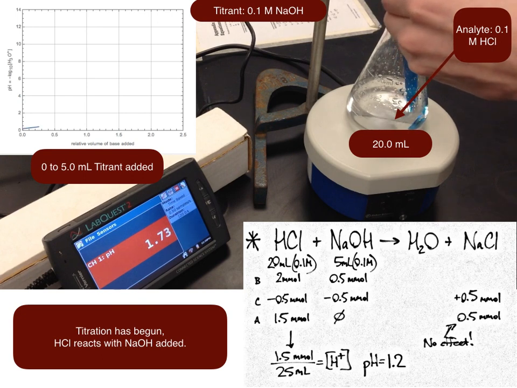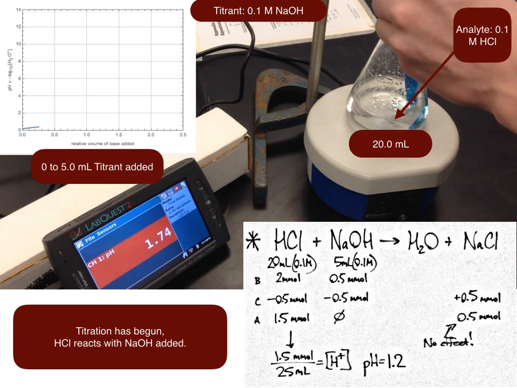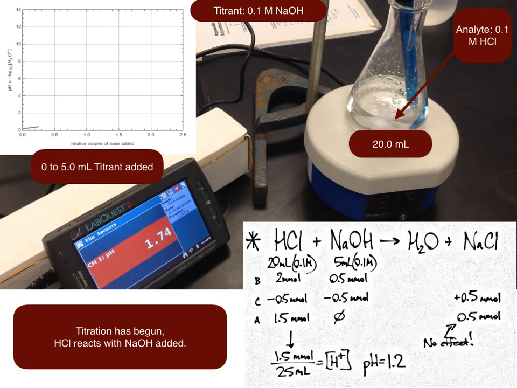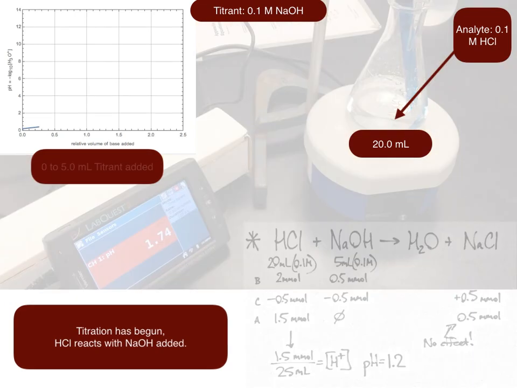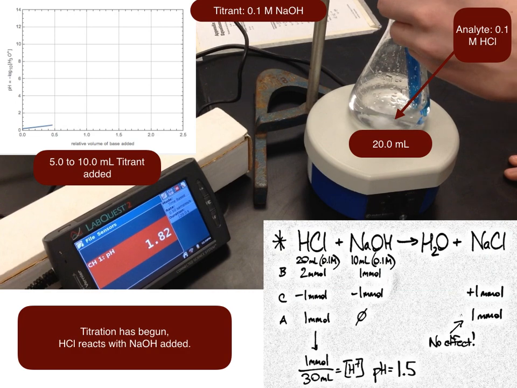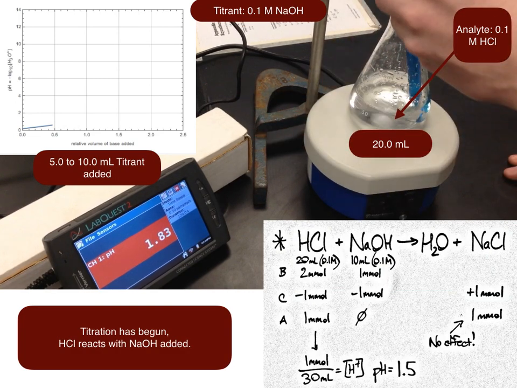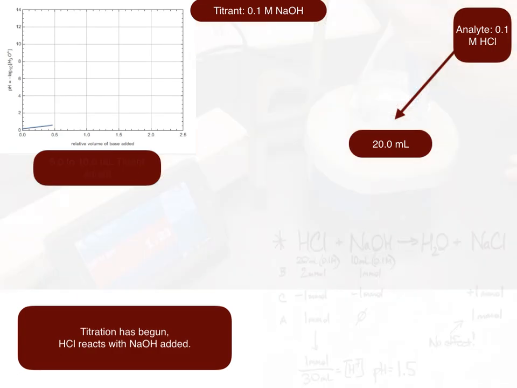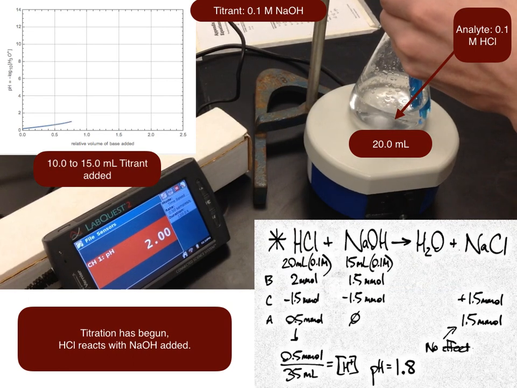Now that the titration has begun, we must do a stoichiometric calculation to find what will remain in the solution to affect the pH. Since hydrochloric acid is still in excess, the pH is still very acidic. Again, we perform a similar calculation here. And here as well.